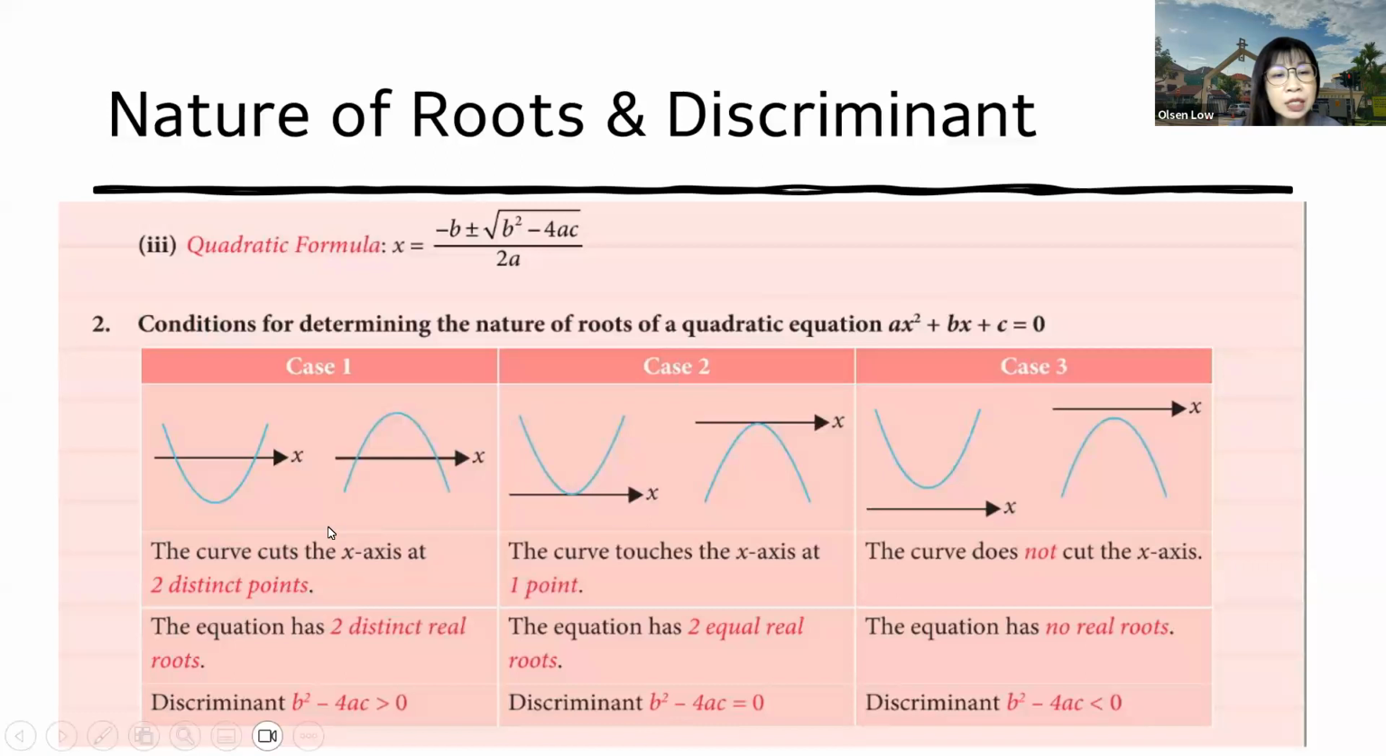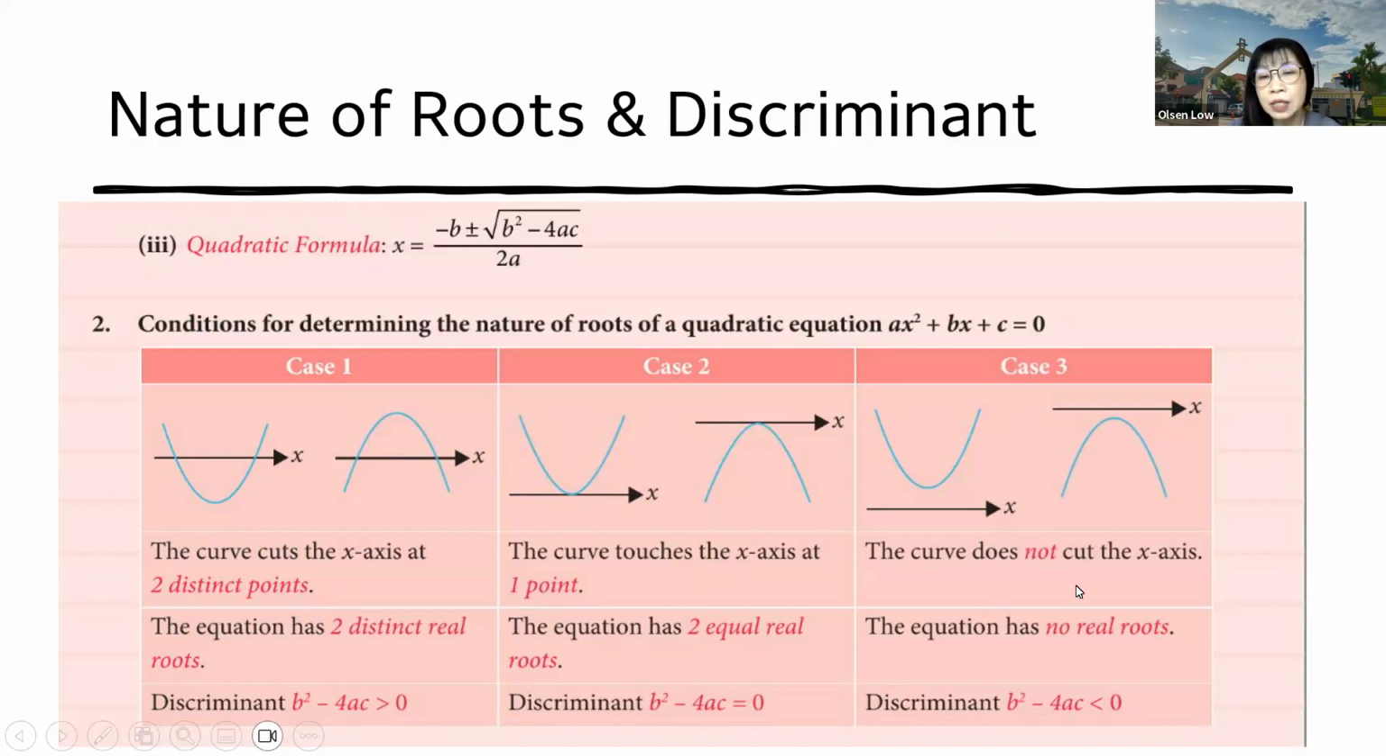So what we see is when the curve cuts the x-axis at two distinct points, then the discriminant is greater than 0. Likewise, when the curve touches the x-axis at one point, it simply means that the equation has two equal roots, and hence the discriminant is equal to 0.